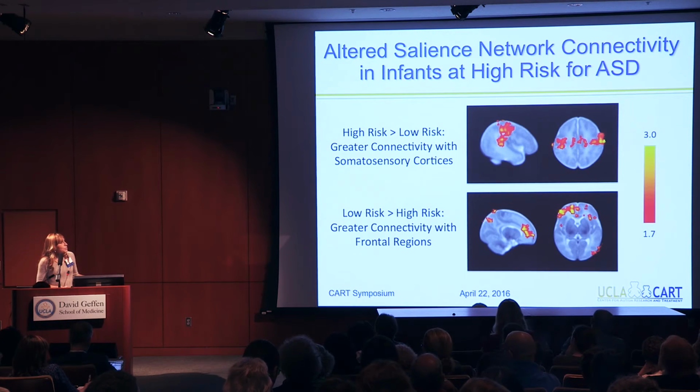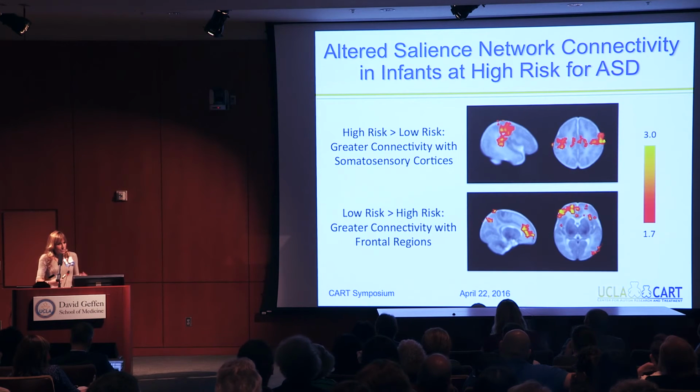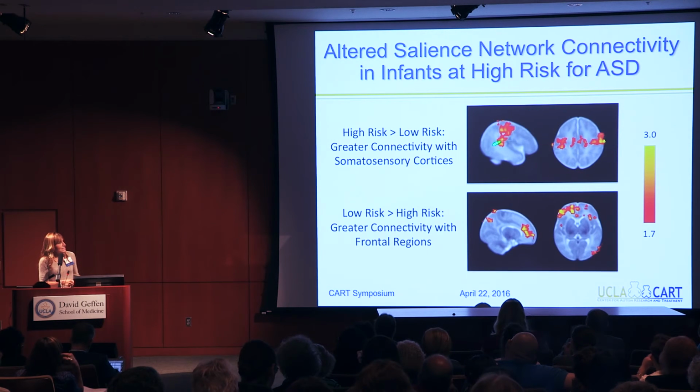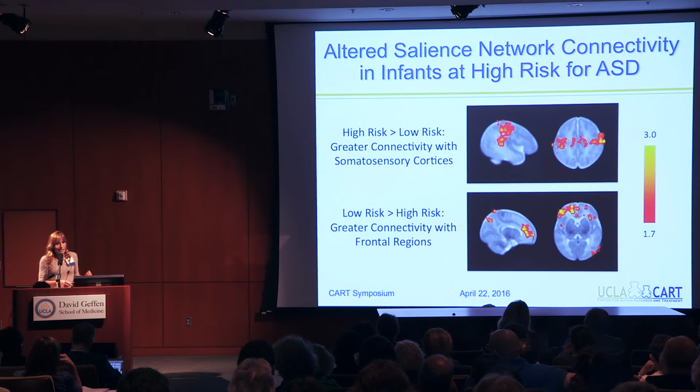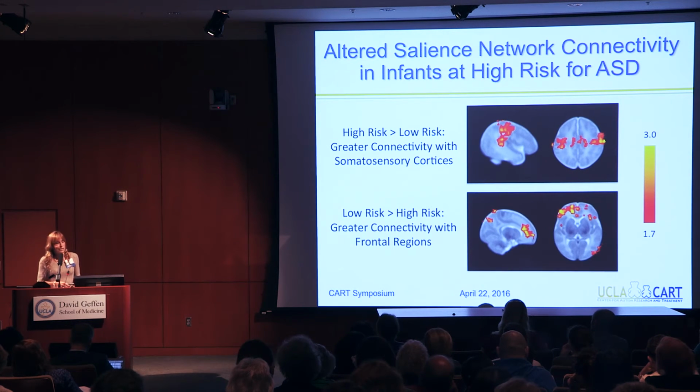And why is that important? Well, remember we said the Salience network is supposed to modulate attention between something that is happening to you versus something that is happening out there. So this increased connectivity of the Salience network with the sensory areas suggests that those bodily sensations are more salient, and drive more attention, in the infants who are at high risk for autism than they do in the other group.